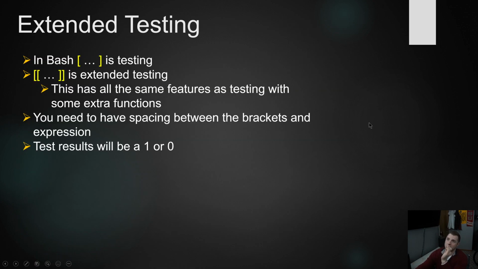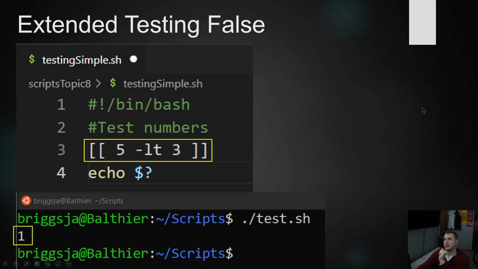Okay. Extended testing. So we've gone over this a little bit already. Double square brackets is going to be your extended testing. There's not much of a reason to use single square bracket. Okay. It's going to return a 1 or a 0 as well. So with that said, here's a few examples.